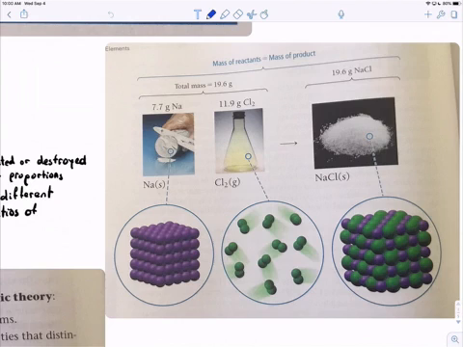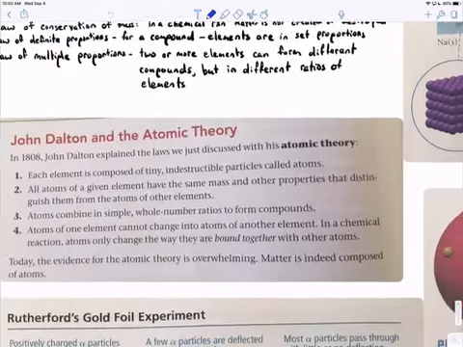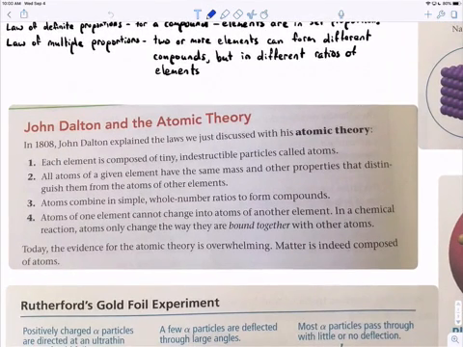But here's an illustration of that, using atomic theory. And the idea here is in a chemical reaction, atoms exchange places. They're not created or destroyed. And that's what Dalton said. Dalton said here that each element is made of tiny indestructible particles called atoms. So this is wrong. They're not indestructible.